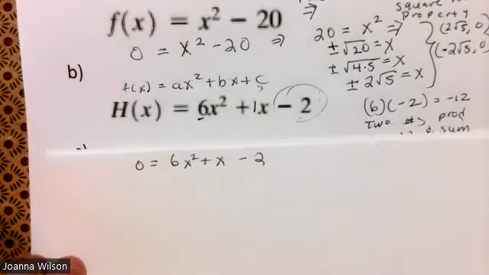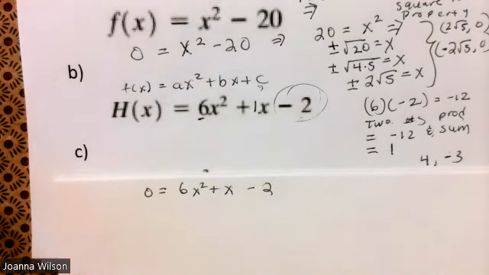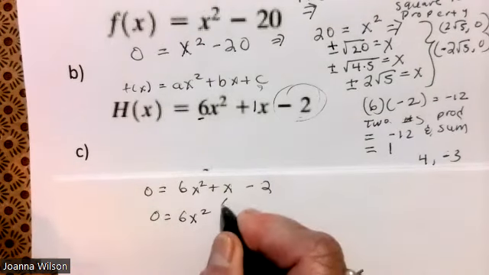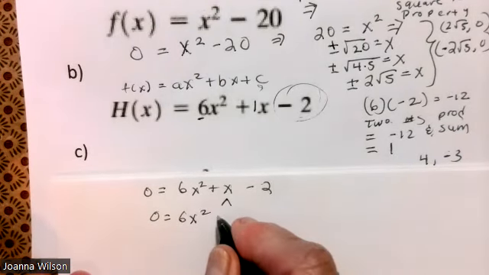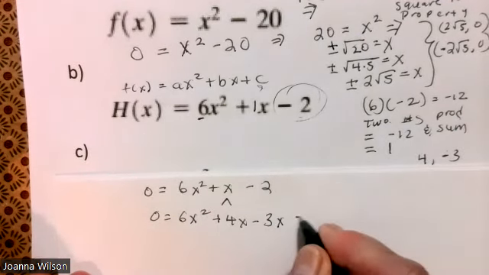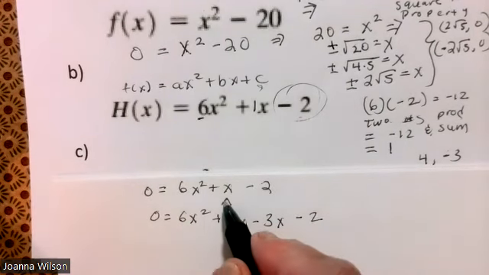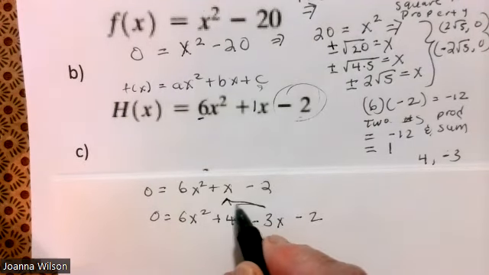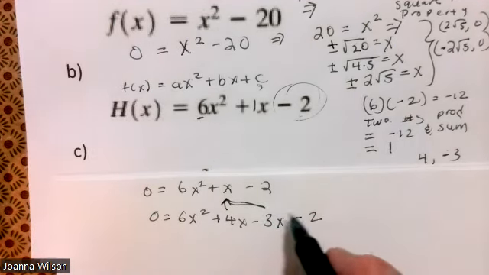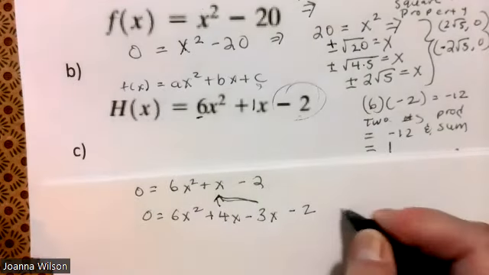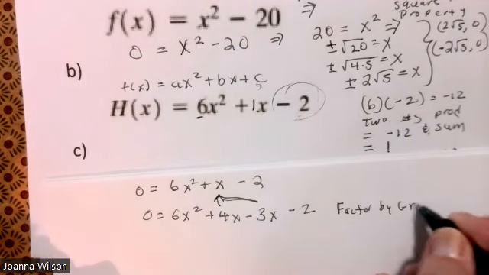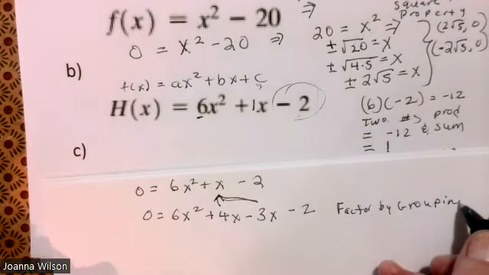So now I'm going to use the 4 and negative 3 over here. The way I'm going to do it is I'm going to take this middle term and write it as a plus 4x minus a 3x. And then I've got my minus 2. These two together would give me a positive 1x. So I turned it into 4 terms, and now we're going to factor by grouping, because that's how you factor if you've got 4 terms.